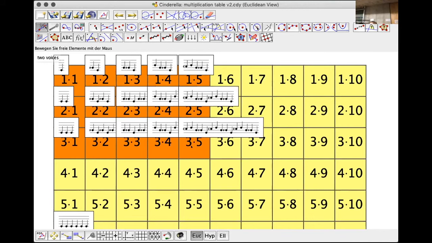I'm going to play on the piano until the computer stops finally. So it's 1 times 1, 1 times 2, 1 times 3, 1 times 4, 1 times 5, 2 times 1, sorry, 2 times 2, 2 times 3, 2 times 4, 2 times 5, 3 times 1, 3 times 2, and so on. I spare you the rest.